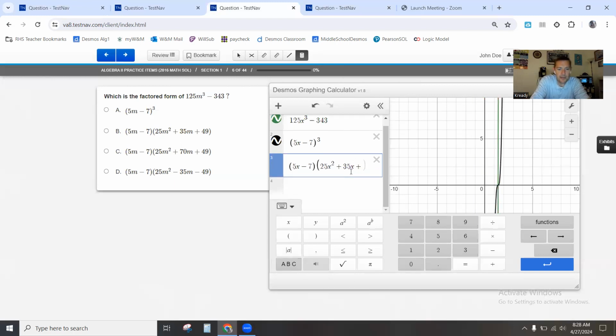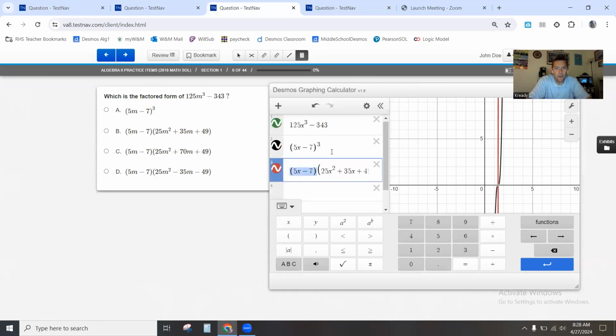Okay, and if you make a mistake, just back it up. Okay, so that's not it. Now I want to copy this whole thing because I'm going to change just a couple small things. So that was B. I'm going to put in C here, and I'm going to change the middle number, that coefficient, to 70. And then over here, that's the same.